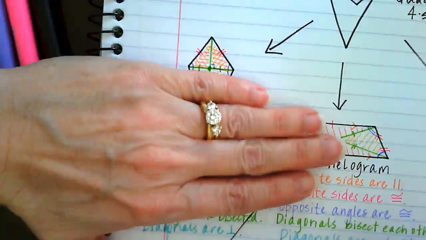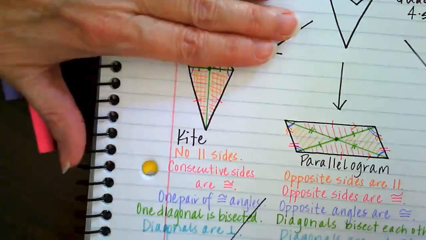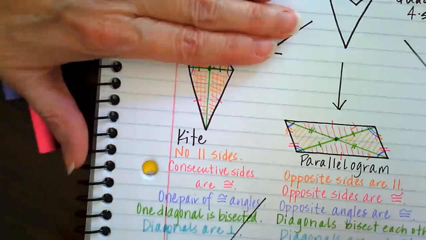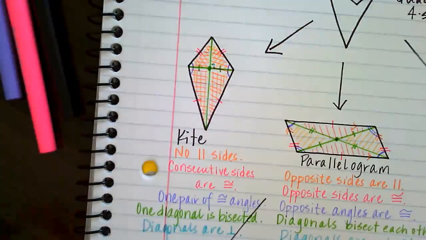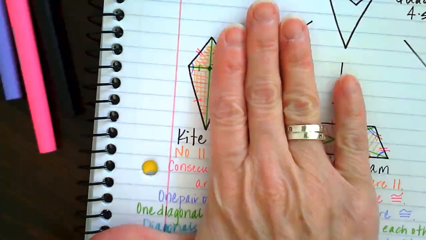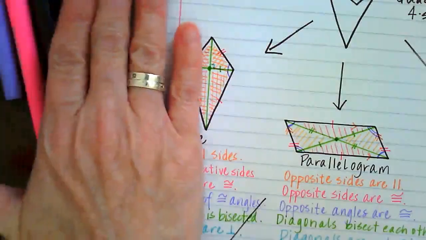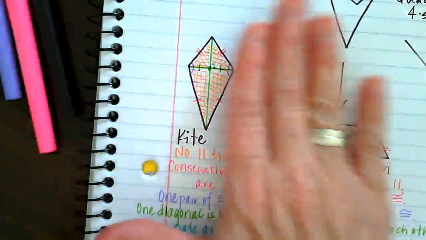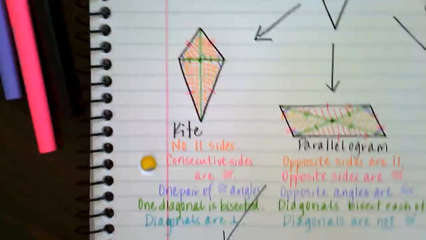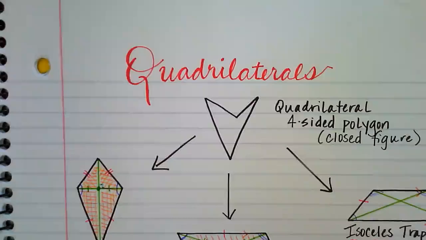So we have congruent triangles right there at the top. We have congruent triangles down there, and both of those are sets of right triangles, but then we have congruent triangles right there and there. So those two triangles are congruent as well. All right, that takes care of the quadrilateral family tree.